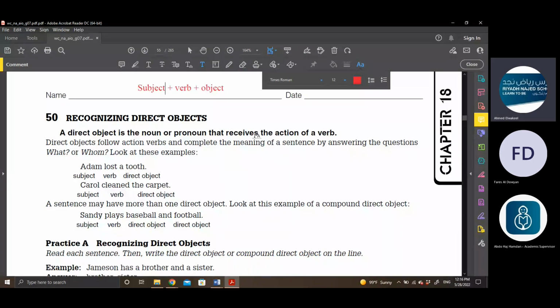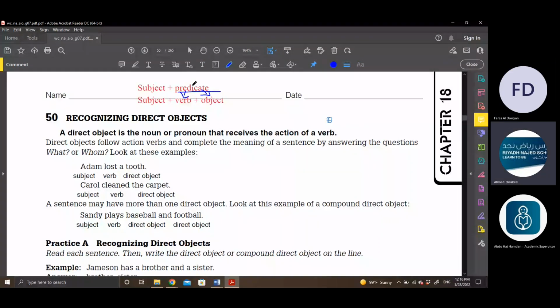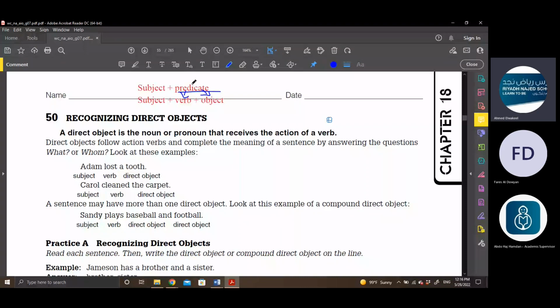A sentence in English consists of two things. Number one is the subject, and number two is the predicate. The predicate here contains the verb and what comes after the verb. So a predicate is a verb and an object, or a verb and an adverb, or a verb and a prepositional phrase, a verb and anything, but it must include the verb.